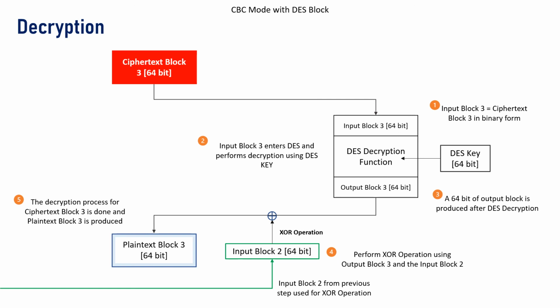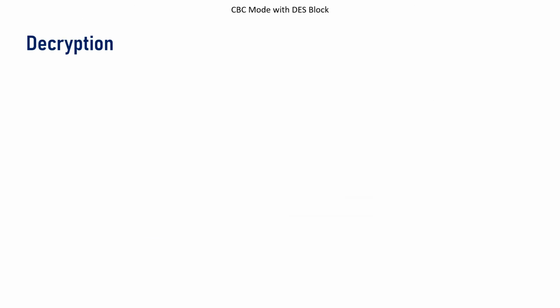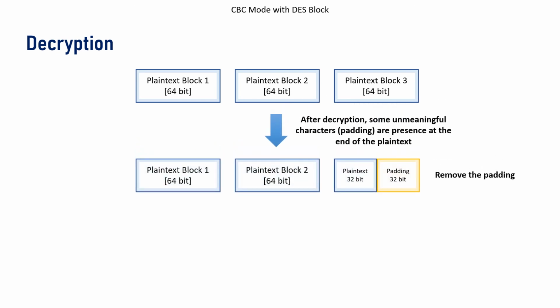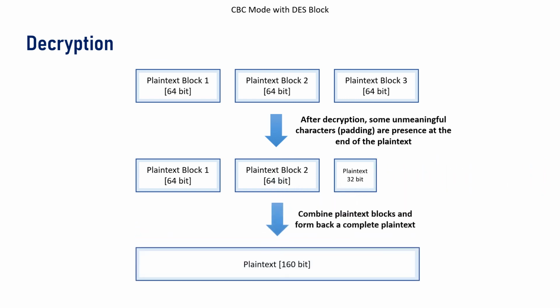After completing all the decryption steps, we will notice the plaintext block 3 contains some meaningless characters at the end of the plaintext. They are the padding that we added at the beginning of the encryption phase. We need to remove the padding, so that we can combine all the plaintext blocks to present back the complete plaintext.